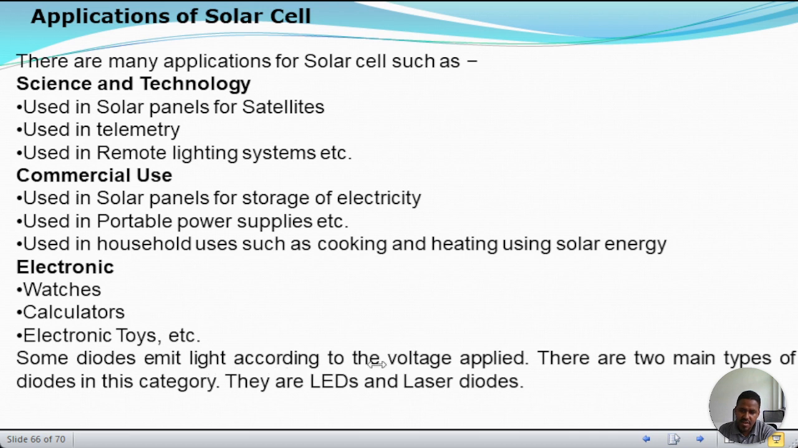Some diodes emit light according to the voltage applied. There are two main types of diodes in this category. They are LEDs and laser diodes, which we have seen previously.